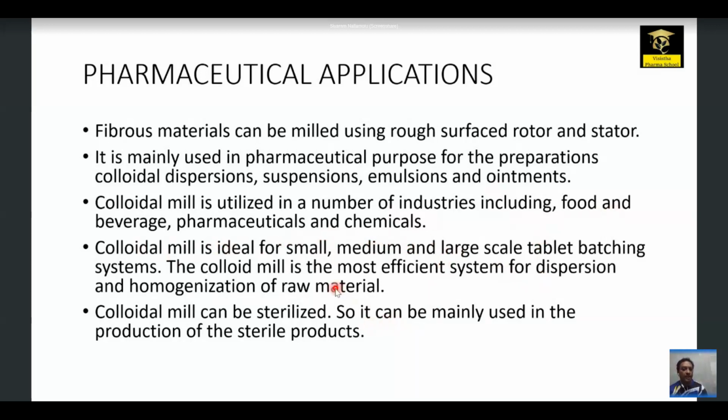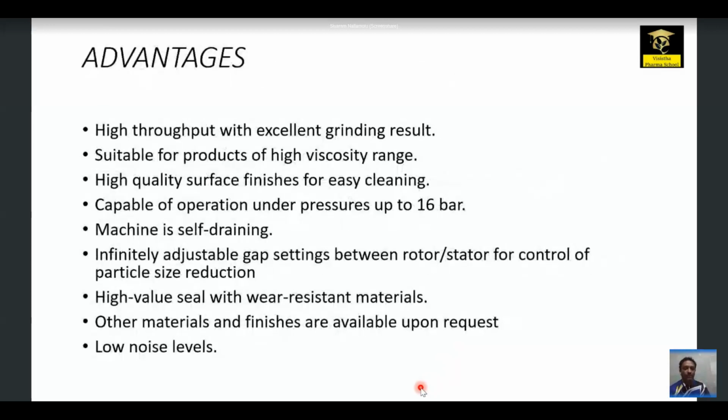So it is ideal for small, medium, and large scale batching systems. And it is the most efficient system for dispersion and homogenization of raw materials. Okay. And the colloid mill can be sterilized because it is a jacketed vessel. So you can circulate hot water so that it can be sterilized. So it can mainly be used in the production of sterile products also. And if you see, it has a very high throughput with excellent grinding results.